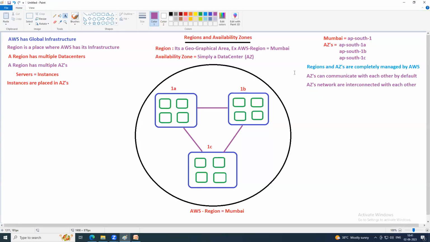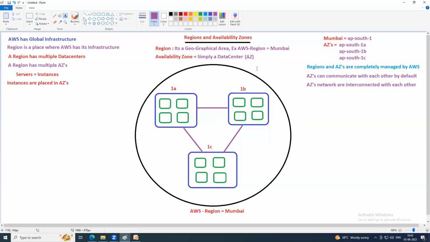Now, I gave a requirement of 10 machines. Will you keep all these 10 machines in 1A? Is it possible to put them there? Yes, it is possible, but it's always good to separate them. You need to ask a question like, sir, what if all of a sudden 1A goes down completely? All your customers, all your 10 EC2 instances which you put in 1A, everything is gone. So is it good to keep everything in one availability zone? No, spread it. Spread it.